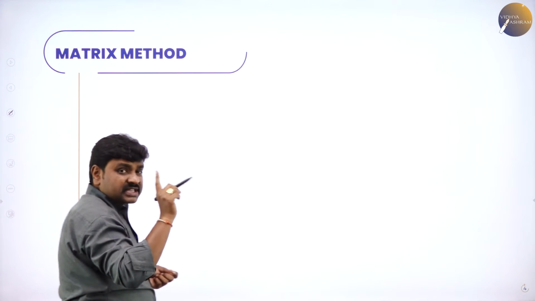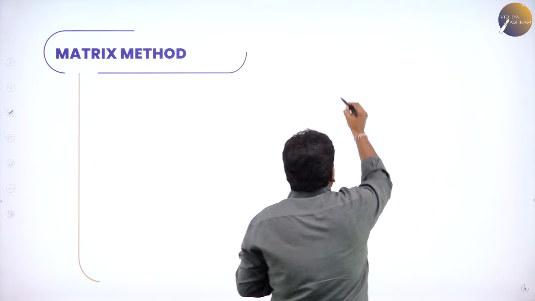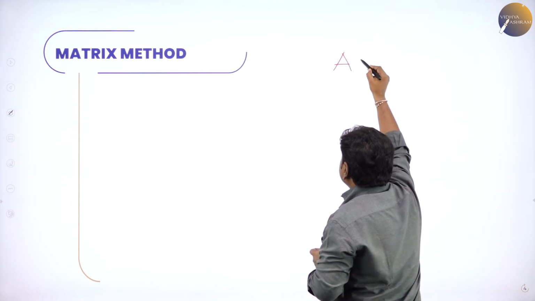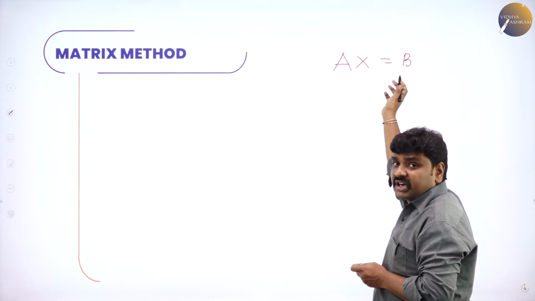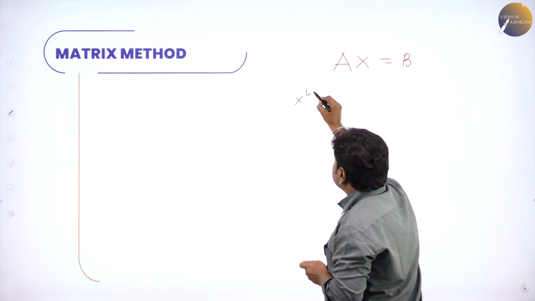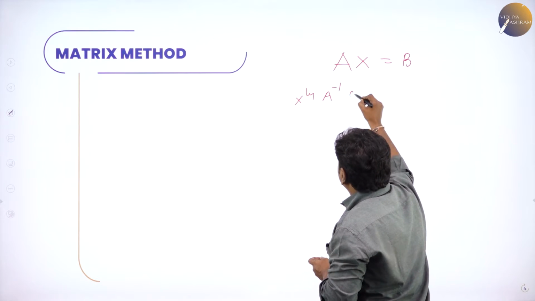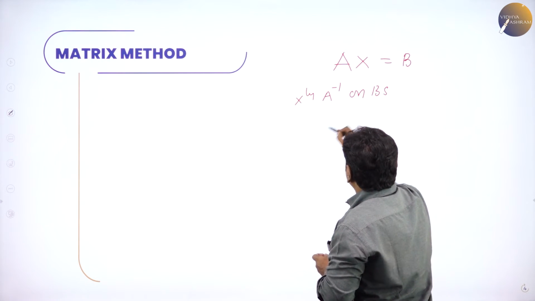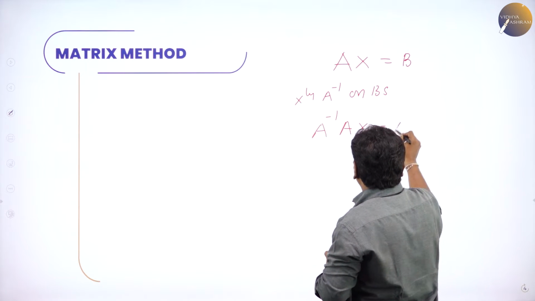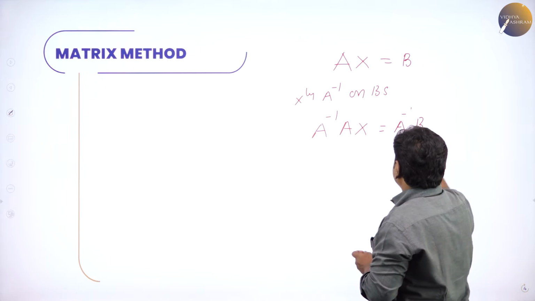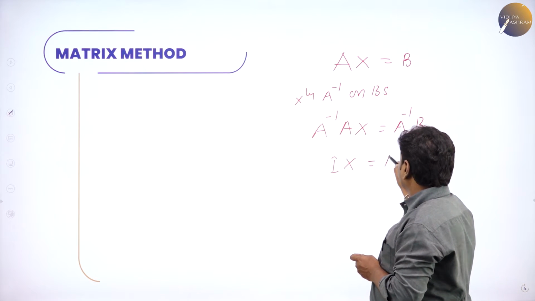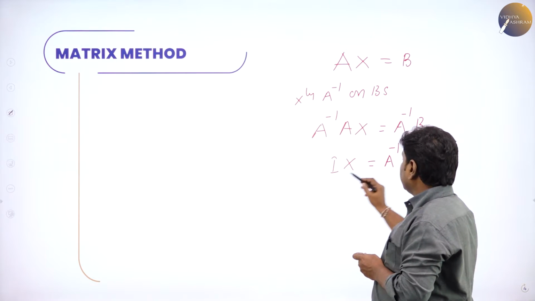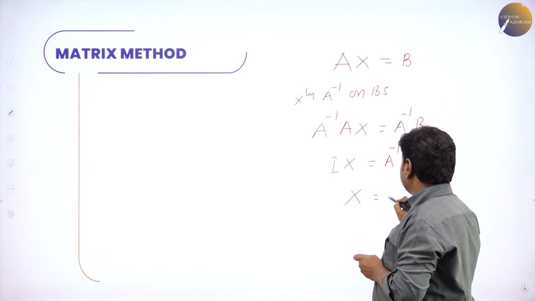See, the basic of finding the inverse is, the given system of equations is written as coefficient matrix into variable matrix is equal to B. These are the equations in matrix form. Multiply A inverse on both sides. You will get A inverse into A into X is equal to A inverse into B. So A into A inverse is called I, I into X is equal to A inverse into B. I into X is what? X is A inverse into B.